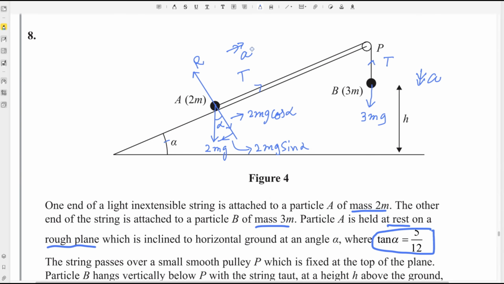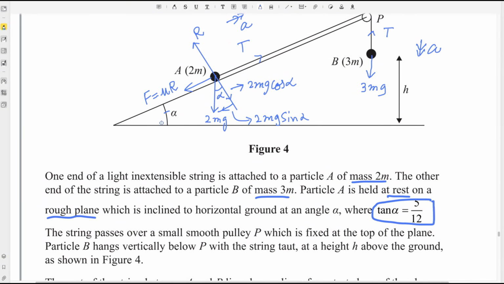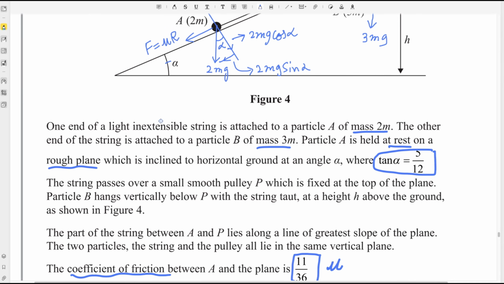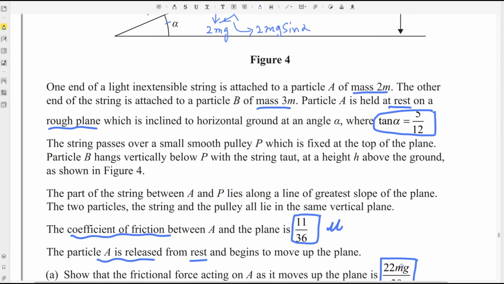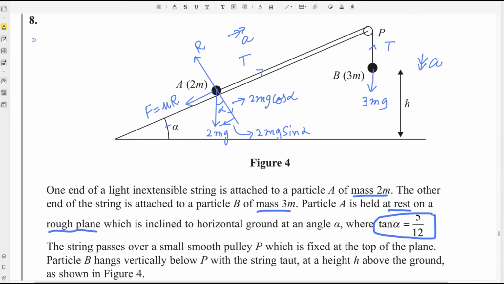You know, the plane is rough, therefore there will be the force of friction. Usually it is taken opposite to the motion. So this force is the force of friction, and the formula of force of friction is F equals mu R. So you can use this formula to find the force of friction here. The first part, we need to prove that this force F equals 22 mg/39.